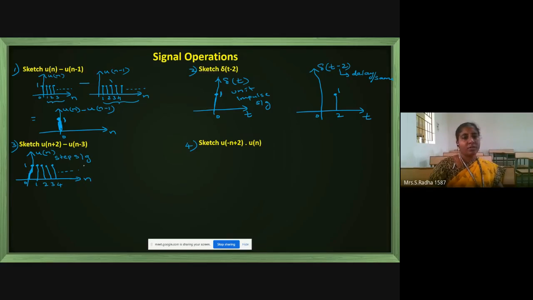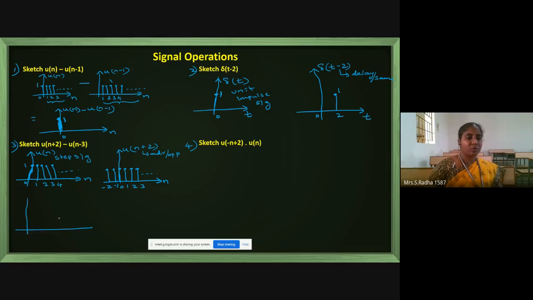Now what I want is u of n plus 2. Now I have to draw the sketch of u of n plus 2. Plus means advance. Advance means shift in the opposite direction, 2 units. N is in the positive x-axis direction. Up to infinite the signal is present. So this will also continue up to infinite. Infinite means we don't know the exact value. So after shifting, the signal will also be up to infinite. And the signal exists from minus 2 onwards.